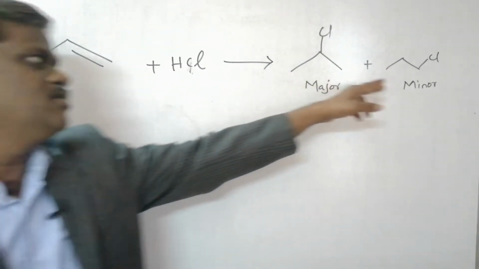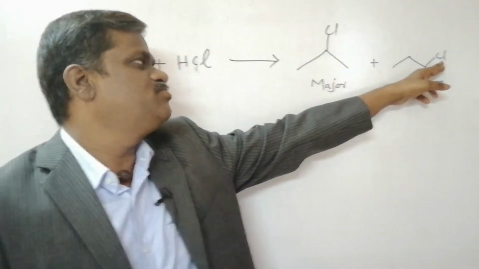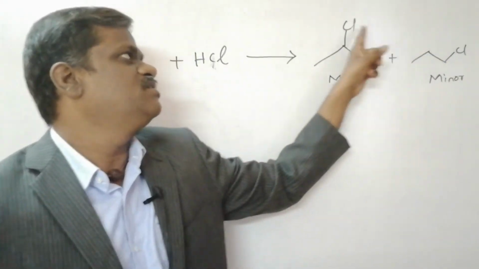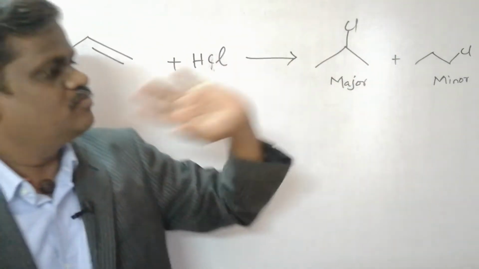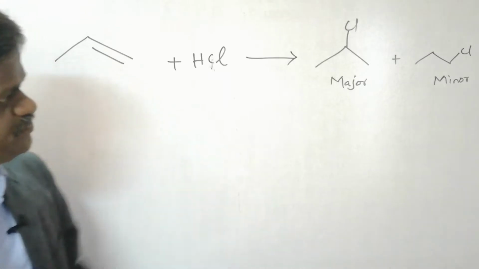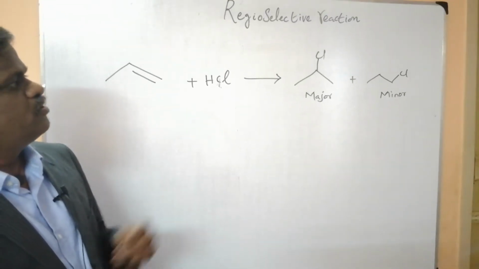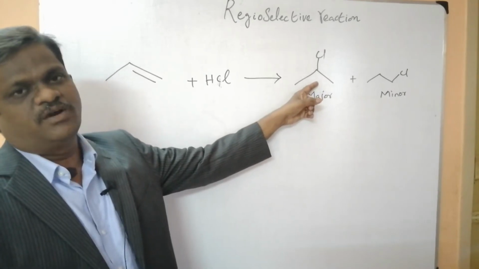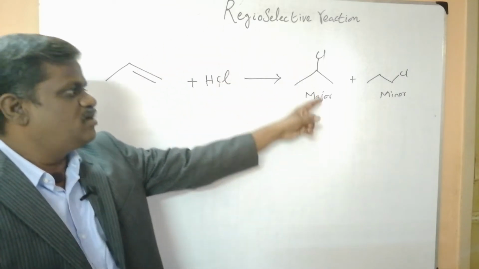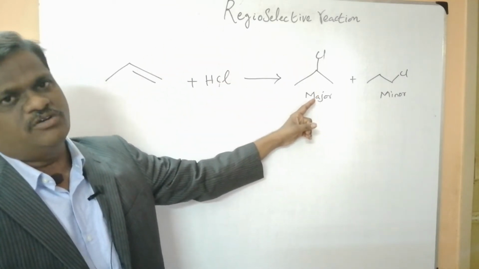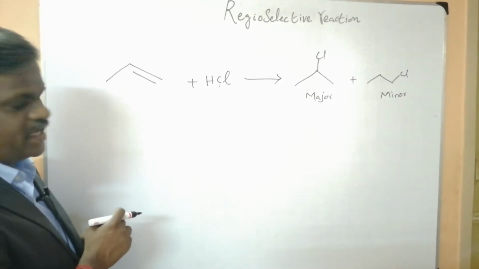You see, both are regioisomers. In this, the chlorine is in the first position, and here the chlorine is in the second position. These are constitutional isomers. Now the task is, we should know why this compound is forming in major amount, why this reaction is called regioselective. Let's see with the mechanism.